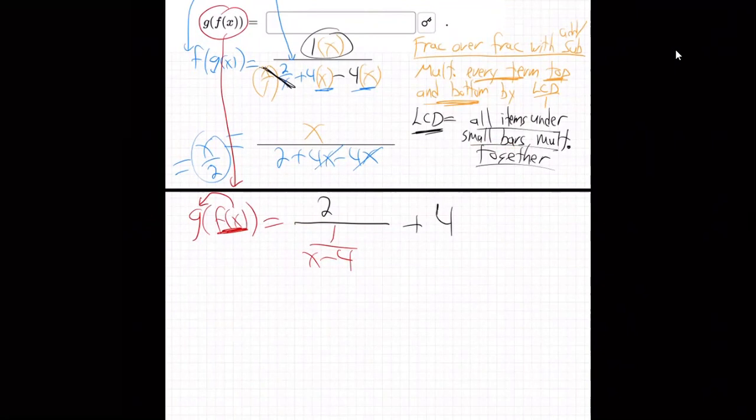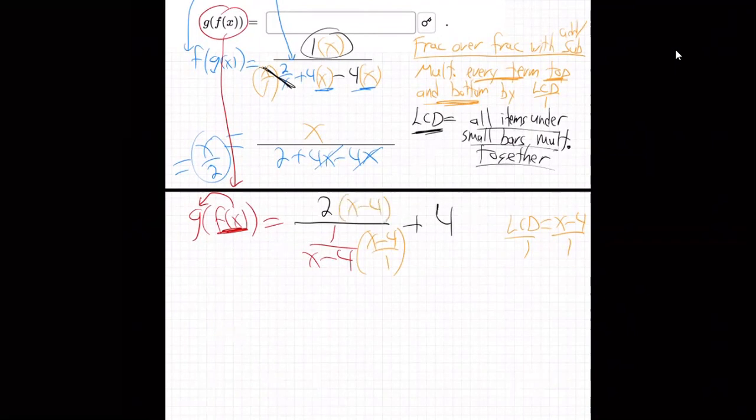So our LCD, let me write it over here on the side. Our LCD for this one, for this part, is x minus 4. That's the only thing under a small bar. On the last one, it was just an x that was under a small bar. This time it's an x minus 4. Okay, what do you do with that? You multiply all the terms by the LCD over 1, x minus 4 over 1. So I multiply right here by x minus 4 over 1. I multiply right here. I'm just going to multiply by x minus 4.